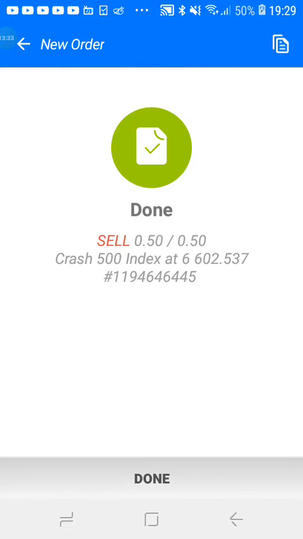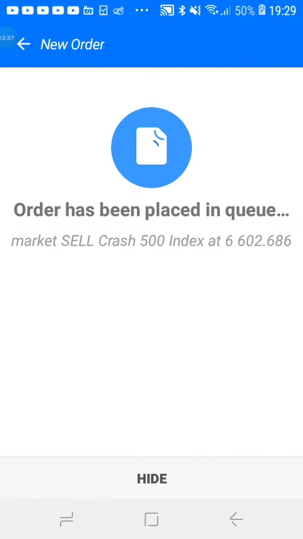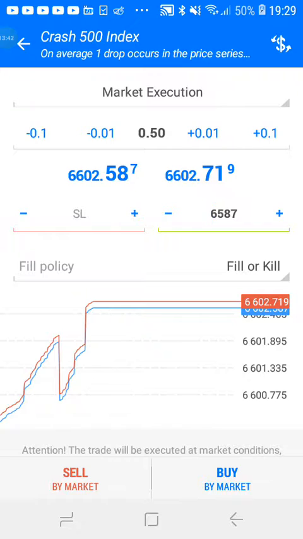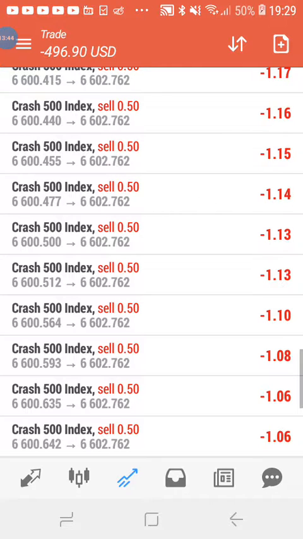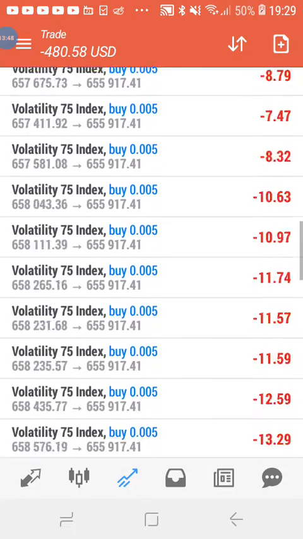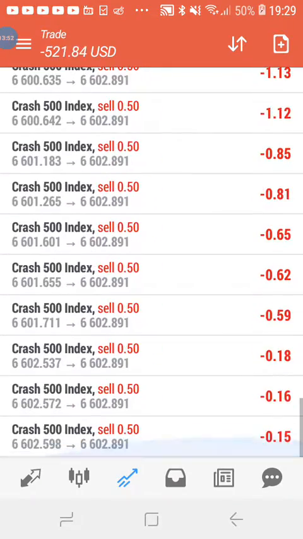It's overbought. Let me add some more positions. But remember, this is a demo. That's why I'm trading like this, because this is a demo.